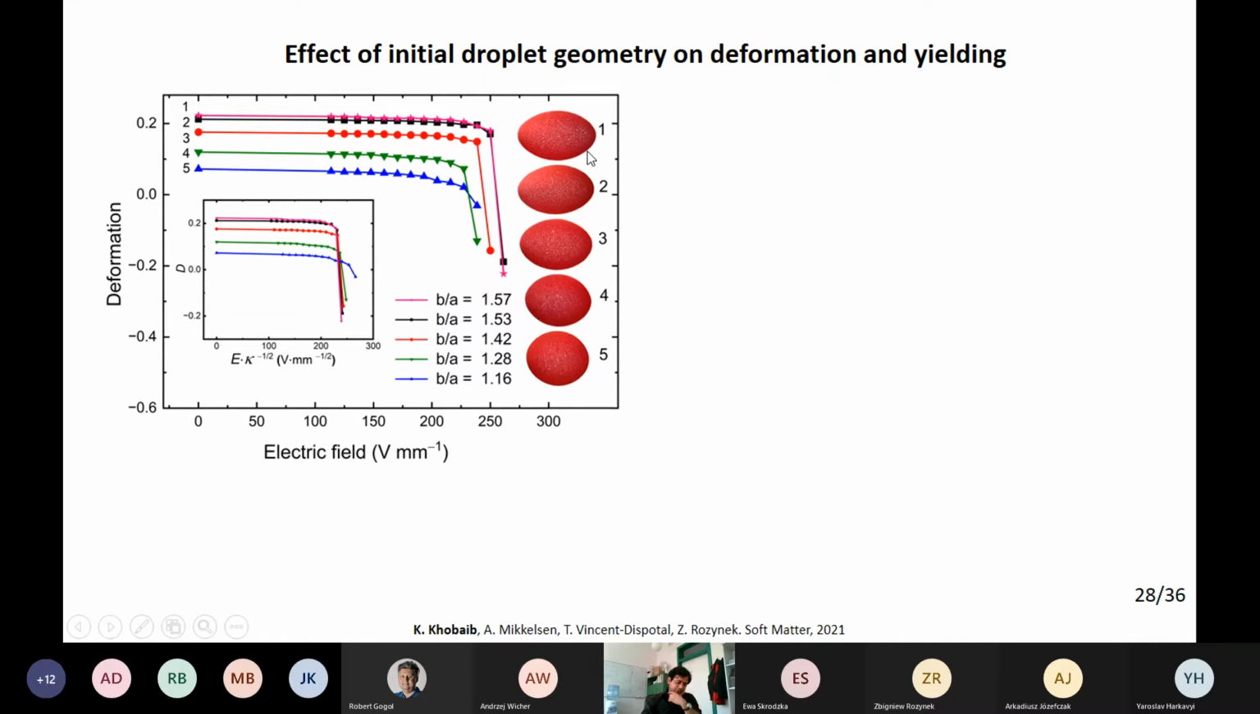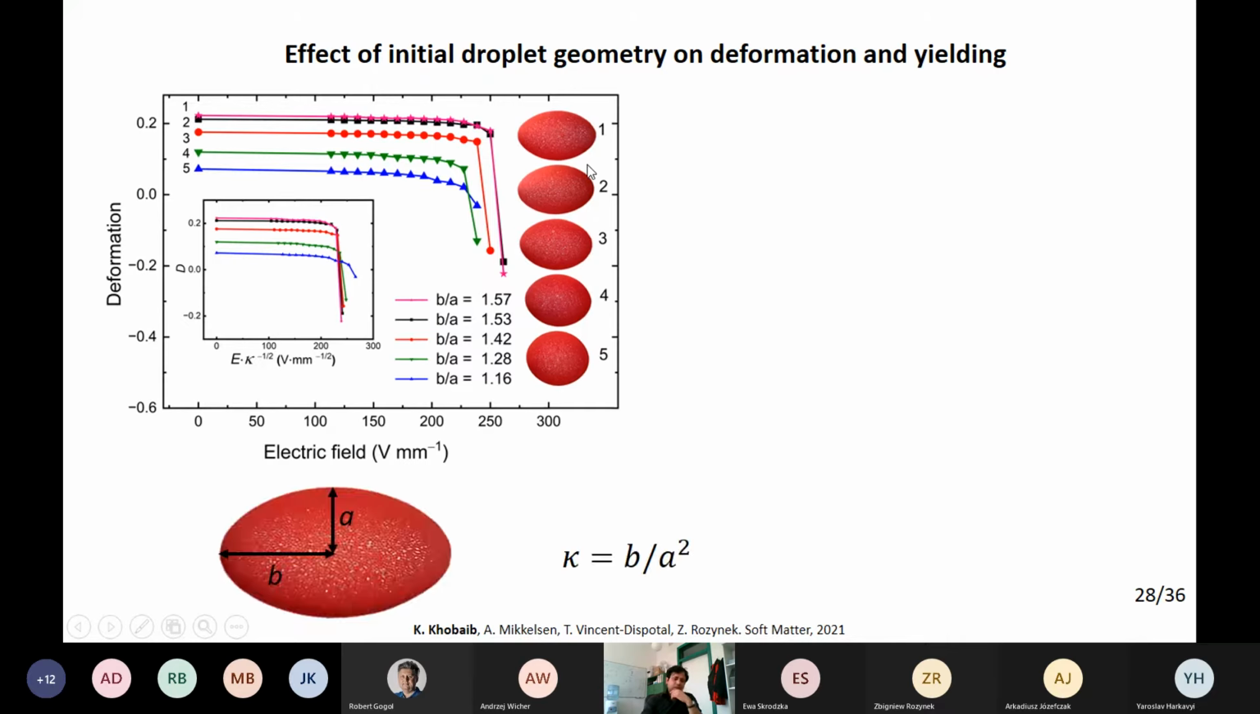Here we calculated the curvature. The curvature was calculated at the electric pole, and we divided the electric field by the square root of the curvature. We found that the deformation data collapsed. But here you can see the blue line with up triangle. It is not collapsing. Why is it not collapsing?